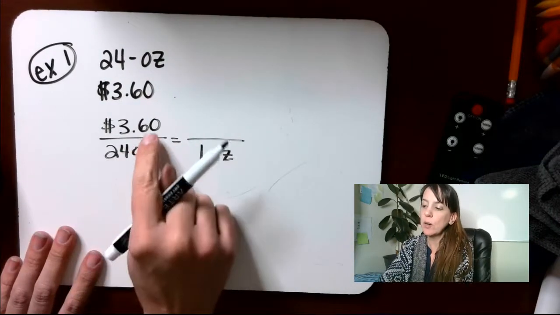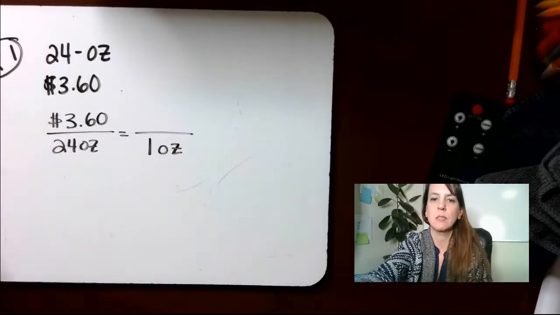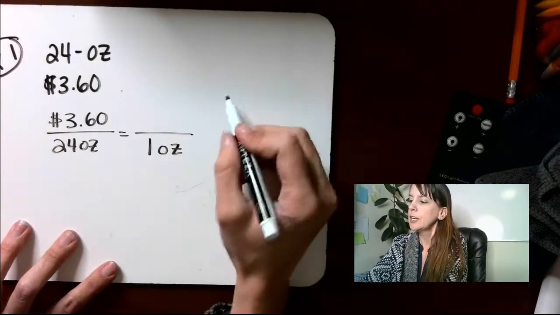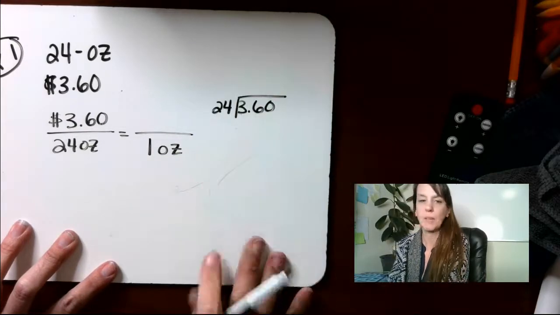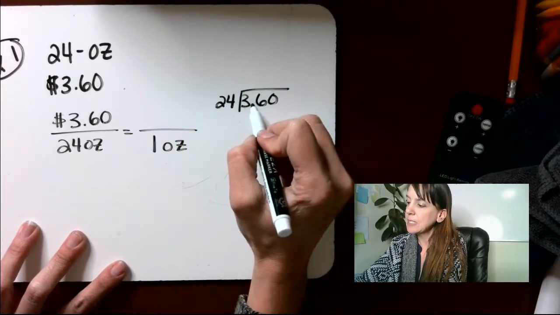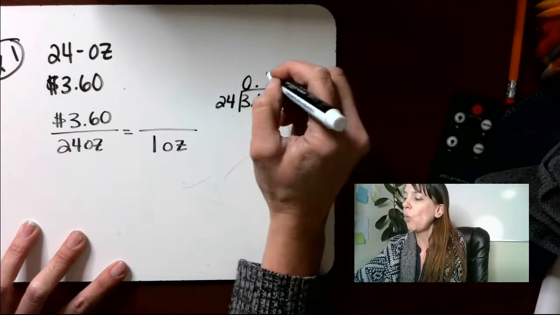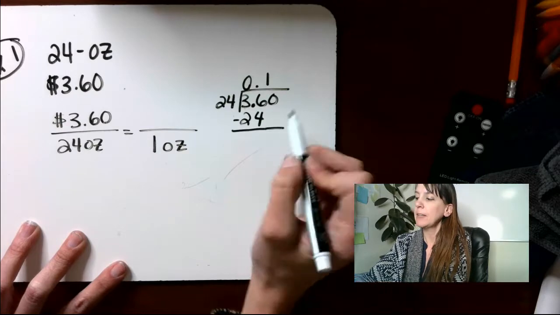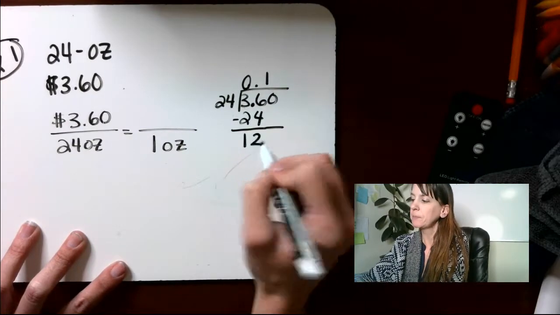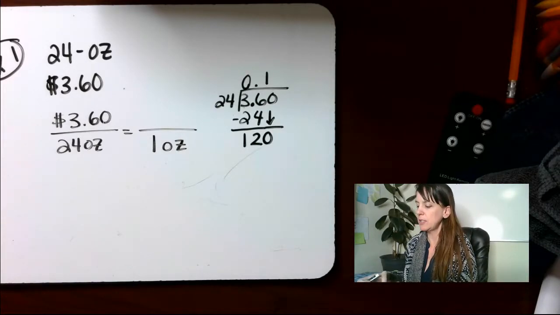Well, in order to do that, we're going to have to do division, okay? So I'm going to scooch this over. There we go. All right. So I'm going to take $3.60 and I'm going to divide that by 24, okay? Now, take this decimal here, boost it up to here. 24 does not go into 3, but it does go into 36 one time. 1 times 24 gives me 24. If I subtract that, I get 12. Bring down a 0. 24 goes into 120.